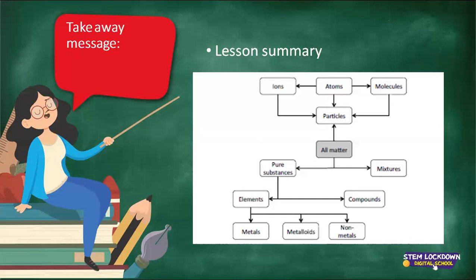So let's go on. We have pure substances and mixtures. Matter can simply be divided into pure substances and mixtures. If we go further, pure substances can be divided into elements and compounds. Then the elements can be divided into metals, metalloids, and non-metals. And mixtures can also be divided into two, homogeneous and heterogeneous.